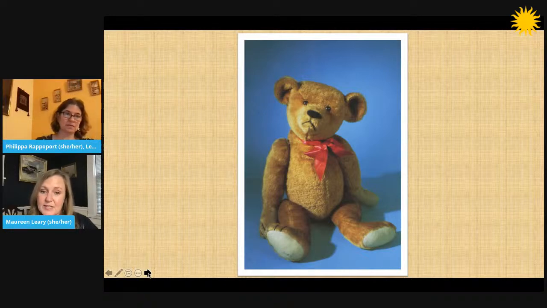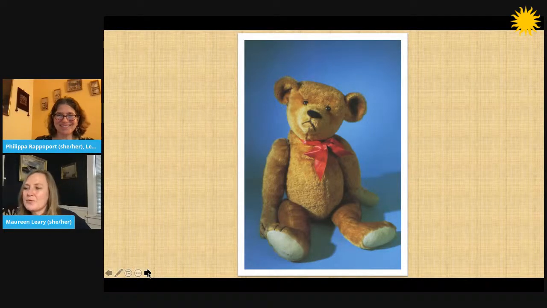They provide insight into both the physical and social world of bygone times, and they can be used to study a wide variety of topics. So this is obviously a teddy bear, but not just any teddy bear. This is a postcard of the original teddy bear named after President Theodore Roosevelt, and it is in the collection at the National Museum of American History.